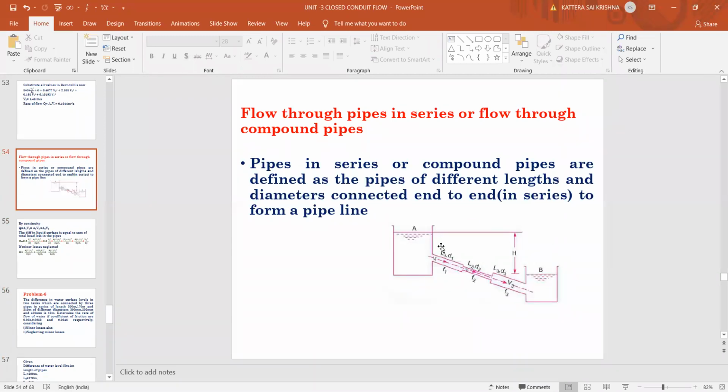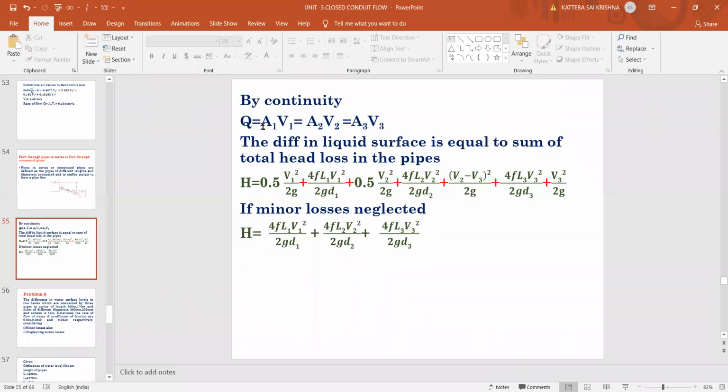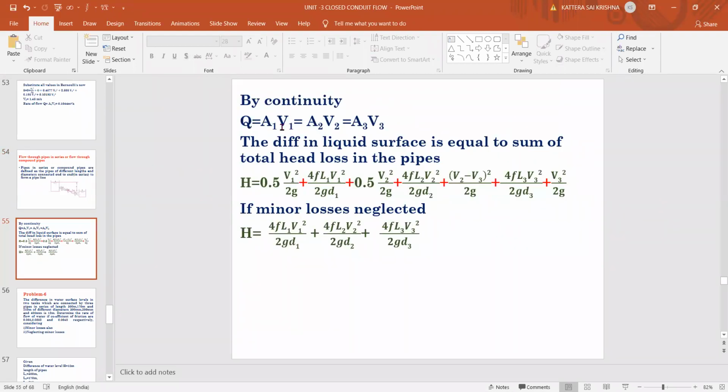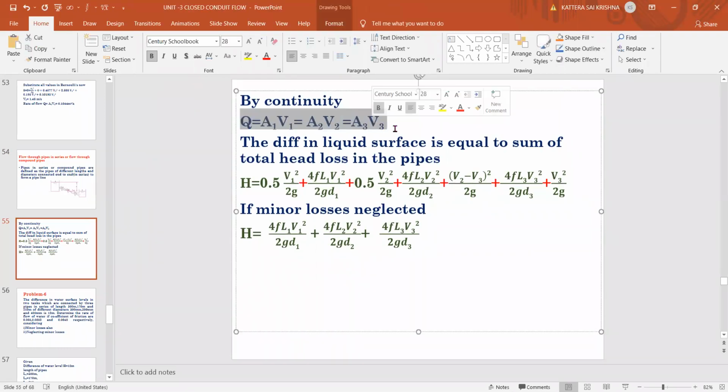Same concept again, we use the Bernoulli and continuity equations here. If you see this, the discharge throughout this pipe will be common always. So by the continuity equation, we can write Q equal to A1 V1 in the first section of the pipe, equal to A2 V2, which is equal to A3 V3 in the third section. From that, we can take one condition as this one. For solving the problem, we need two conditions. One is the continuity equation for taking the velocities.